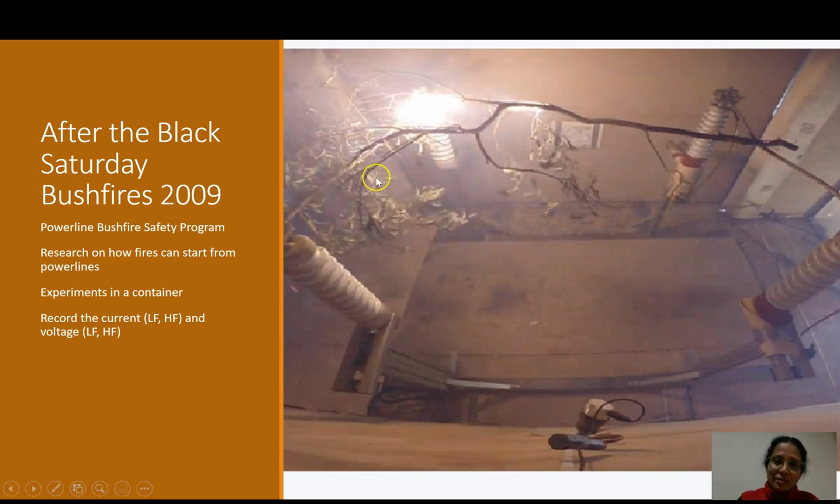In the container, they set up this rig, as seen in this picture, and there were power lines running. They put branches on these power lines, and then go out of the container and switch the power on. Then they recorded the current and the voltage from this experiment. Both the low frequency and the high frequency currents, denoted by LF and HF, and voltage were recorded.